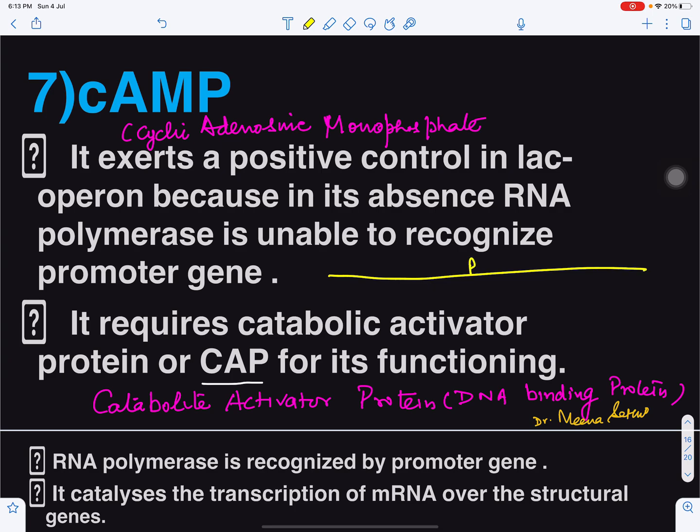Like we have seen here, it is the promoter region, this is the operator gene, right? So this is bound to the RNA polymerase. The cyclic AMP will help in the RNA polymerase binding to the promoter gene. For its functioning, this also requires catabolite activator protein, which helps in binding to the DNA. This is also called a DNA binding protein. So cyclic AMP and catabolite activator protein are required for the functioning of the promoter gene, or binding of the RNA polymerase to the promoter gene. So this is all about the Lac Operon system of Escherichia coli, which was studied by Jacob and Monod.